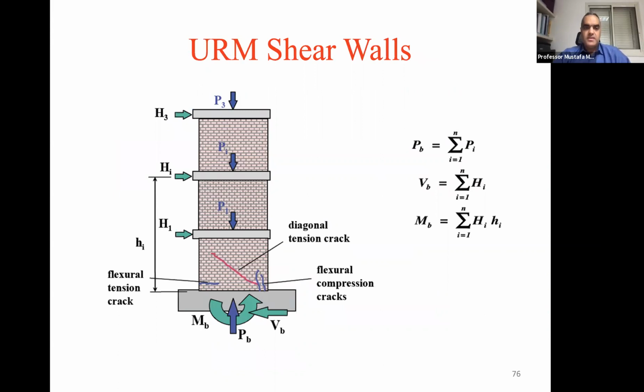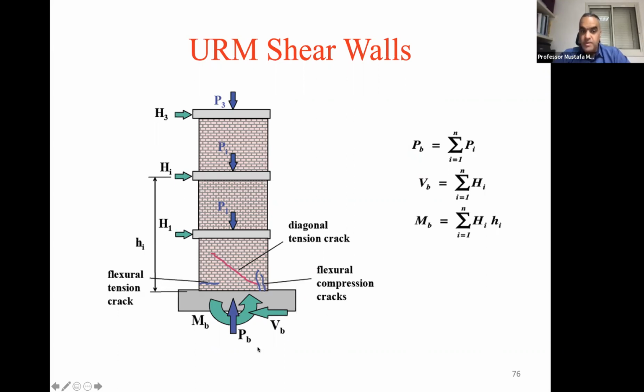So now let's look at, for example, an unreinforced masonry shear wall. So this is something like this. That's common. We have lateral loads at each level, H1, H2, H3, etc. We also have axial loads, P1, P2, P3. We have diagonal tension cracks that may happen in a shear wall due to the shear forces that are applied to it. The maximum load is at the first story, so this may happen here. And then we have flexural compression cracks.